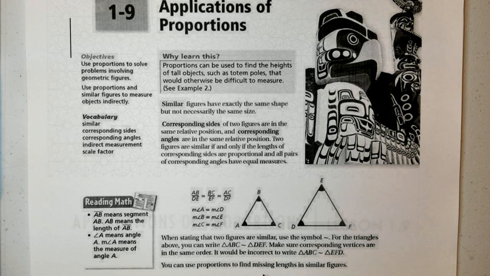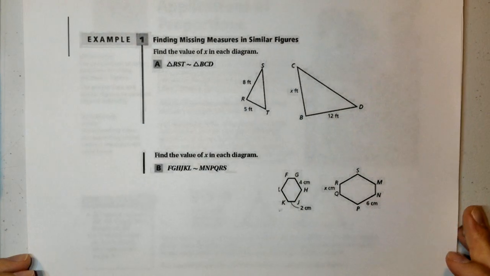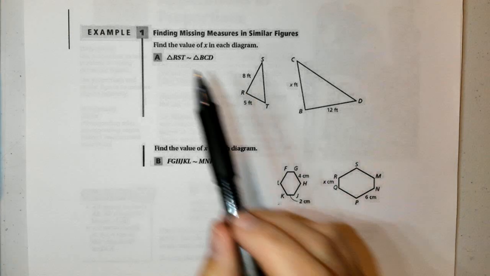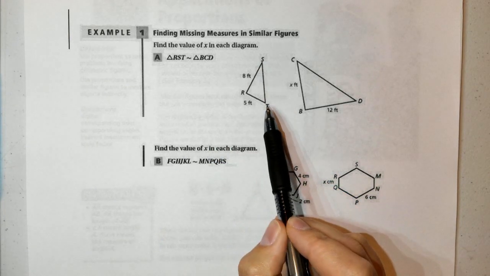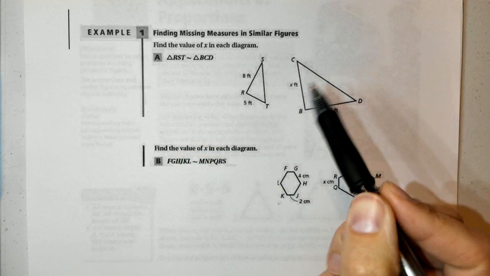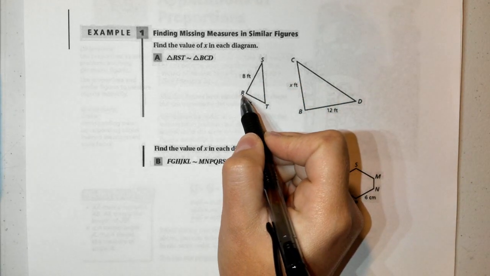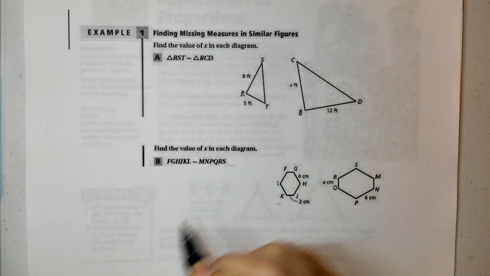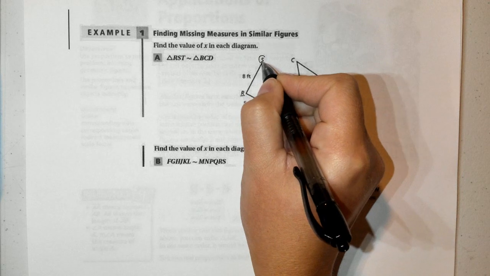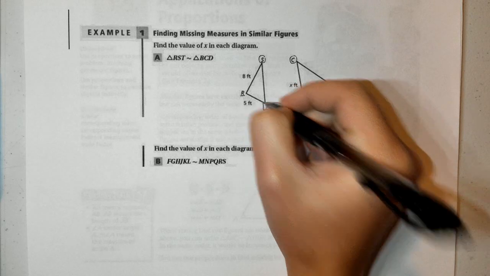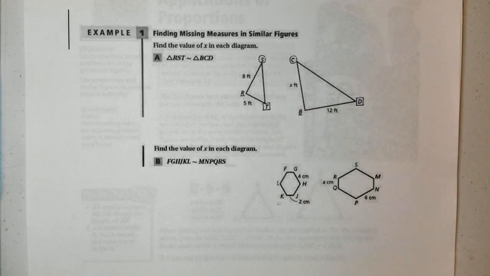So here we're going to be able to use proportions to find missing lengths in similar figures. We're going to start by looking at example 1. We're going to be finding missing measures in similar figures. Here we have two triangles. We have triangle RST and BCD, and they're similar. So that means R and B are the same angles, S and C are the same angles, and T and D are the same angles.